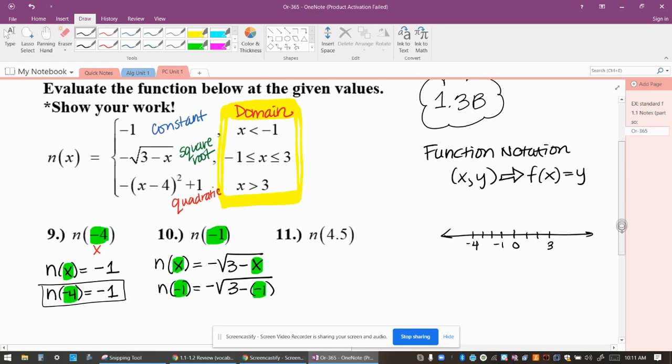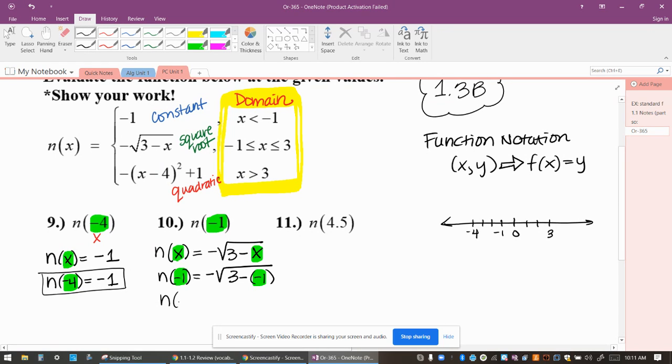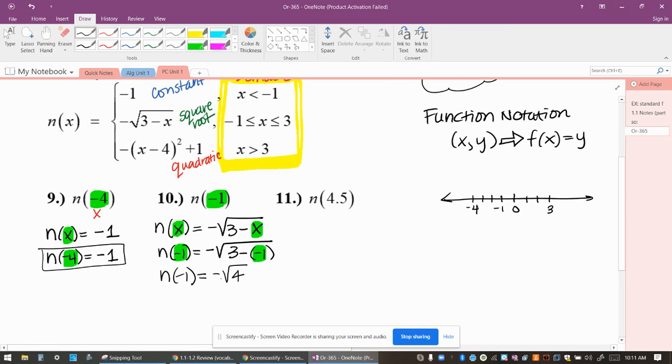Then I simplify using the order of operations. So do what's inside the grouping symbol first. 3 minus -1 is 4. There's a -1 multiplied in front. So when you take the square root of 4, you get 2. But because of the negative out in front, you get -2. So n of -1 equals -2.